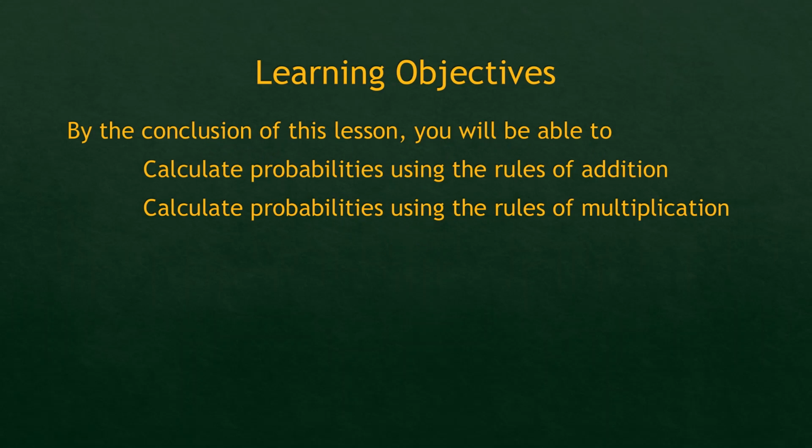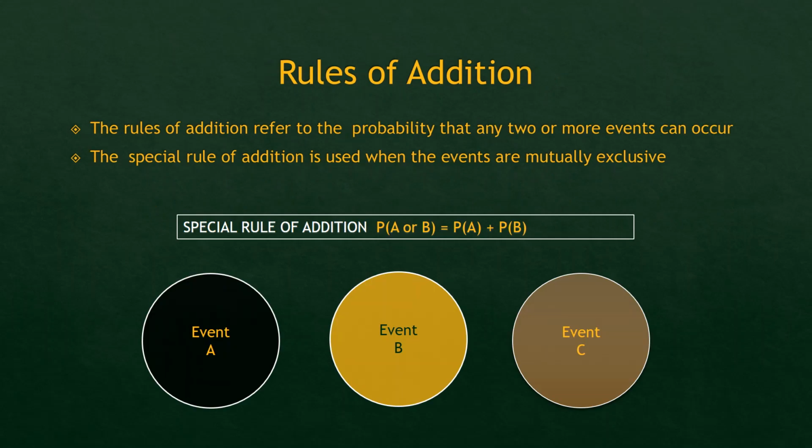objective probability. So by the conclusion of this lesson, you'll be able to calculate probabilities using the rules of addition, and you're also going to be able to calculate probabilities using the rules of multiplication. Okay, so the rules of addition refer to the probability that any two or more events can occur. Okay, so we have event A, event B, event C down below. The special rule of addition, notice here, special rule of addition, is specifically used when the events are mutually exclusive.